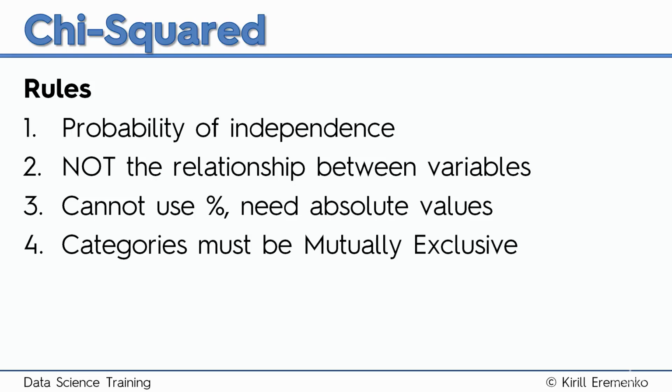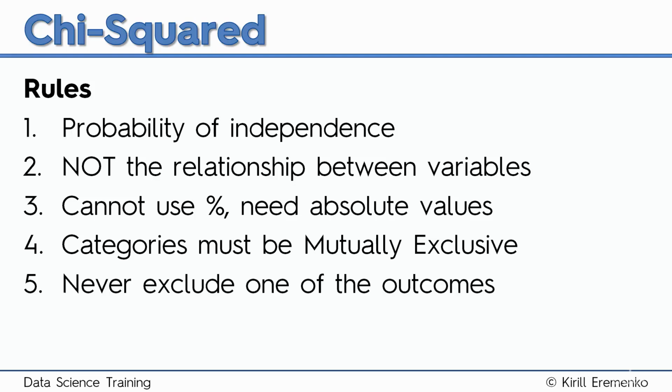Categories must be mutually exclusive. So you cannot have a category where you can be in one category and then you can also be maybe in the other category. They have to be separate. Like in our example, a person either exited or not. You cannot do both. So that's a very important assumption of the chi-squared test.